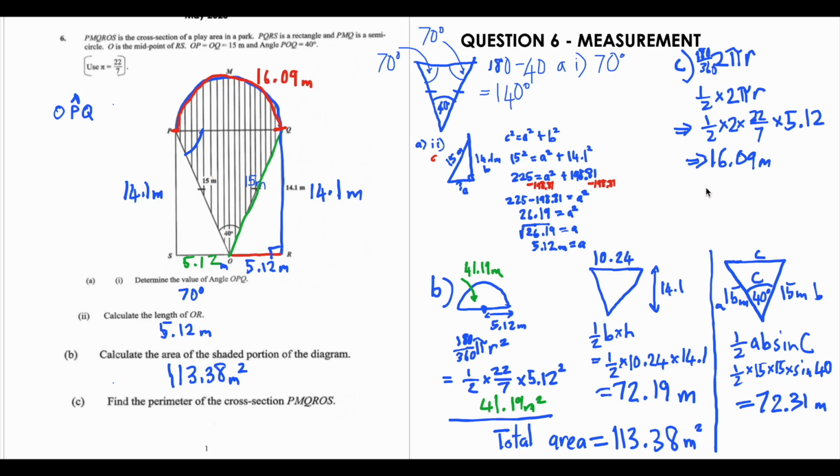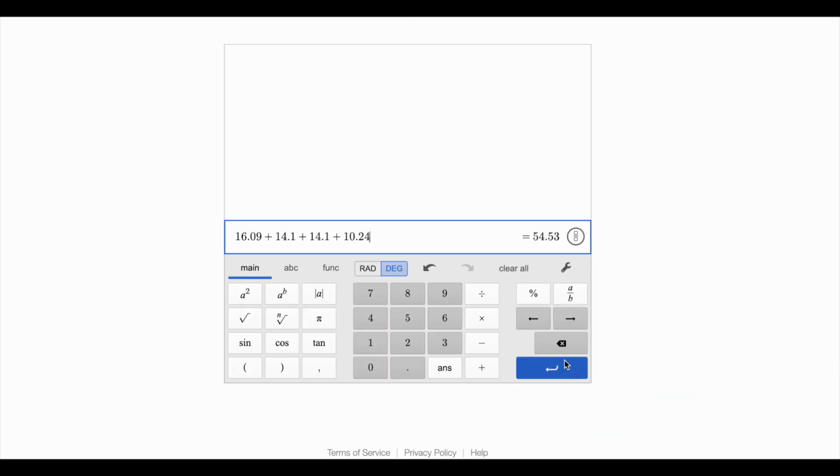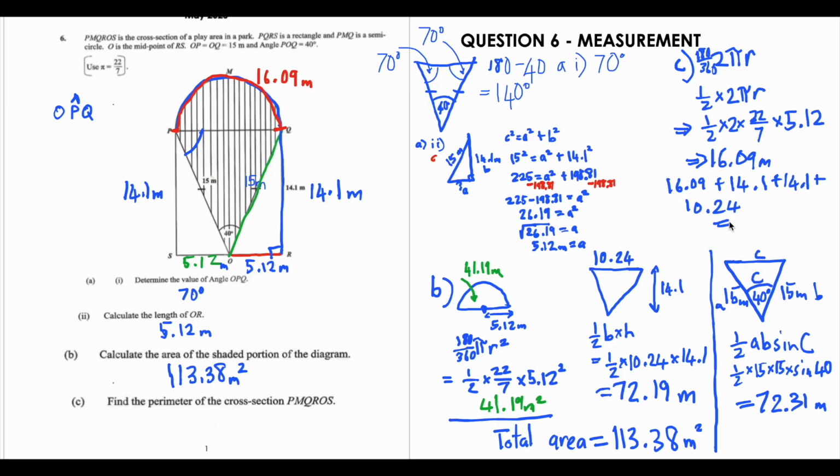So then now I could add up all these lengths. So 16.09 plus the 14.1, and the 14.1 came twice, so 14.1, 14.1, plus these two together, which is 10.24. And that would give us our perimeter, which is 54.53 meters. That's our answer for this one. Alright. Does that make sense? Yeah, it makes sense. Alright, so if you don't have it, you could take it down and then we'll try the next one.